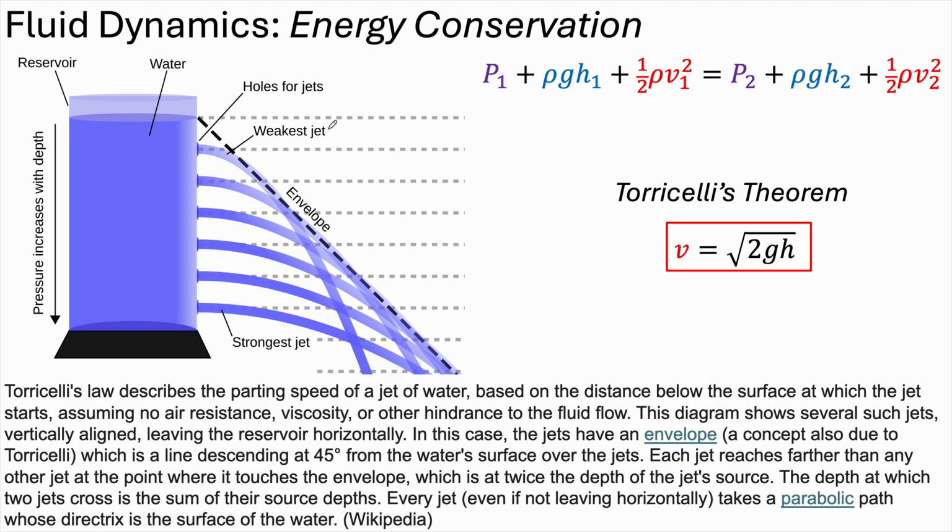In fact, this is a diagram roughly representing how he came up with the idea. If you have a container of water that's being refilled as rapidly as it empties, you'll discover that the water, as it comes out of these holes, goes fastest down here, greater height change, than the ones up here. It's the weakest jet. And he discovered that there was this envelope here at about 45 degrees that described the different streams of the water. Torricelli's theorem is useful. It's a fast way of solving velocity if you need it.